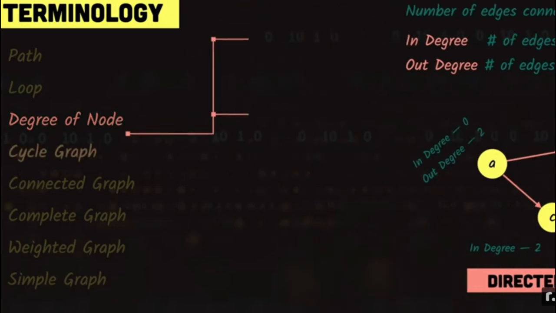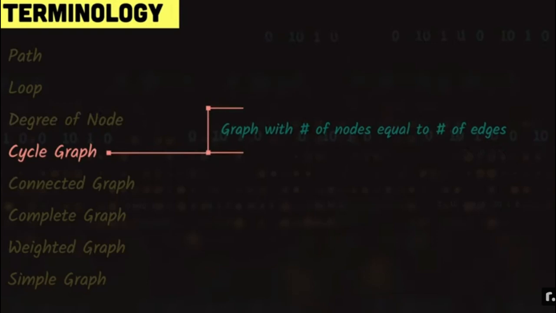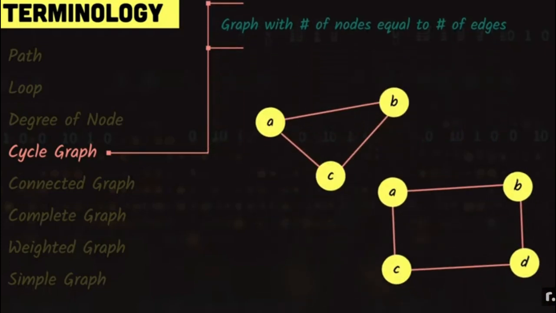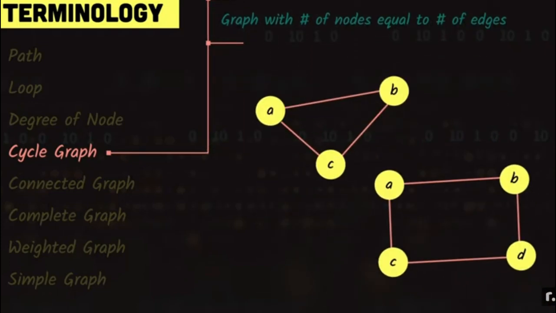Alright, so next we have a cycle graph. A cycle graph is a simple graph where we have all the nodes connected to each other, and the number of edges is equal to the number of nodes of the graph. So for example, if you look at these two graphs, both of these are cycle graphs because all the nodes are connected to each other and the number of nodes is equal to the number of edges.